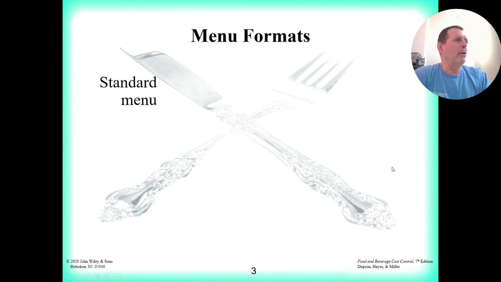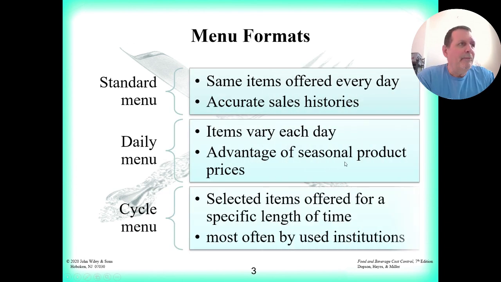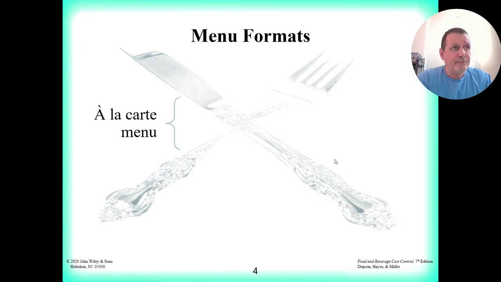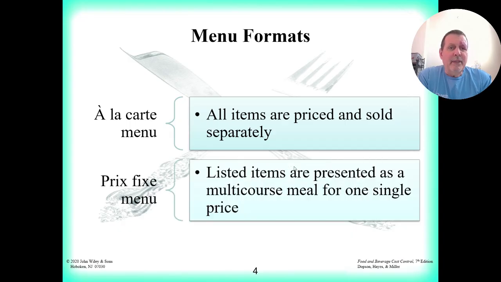All right, so menu formats. There are many different menu formats. A standard menu is the same offered items every day. Now we're just talking about the kind of establishment of the menu. Daily menus change every day. A cycle menu changes on a cycle. An a la carte menu is, as far as how things are priced, probably one of the more common in the United States, or a combination of it.